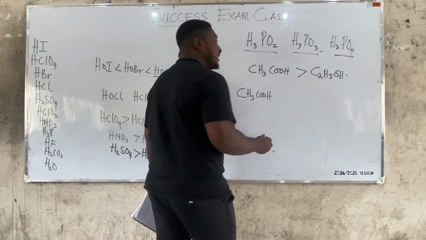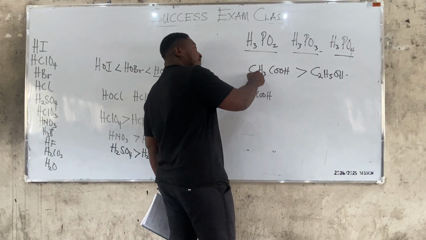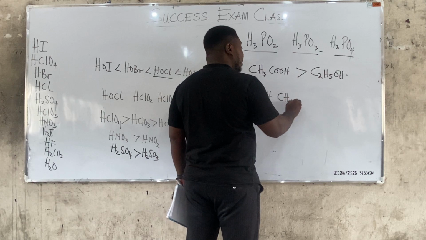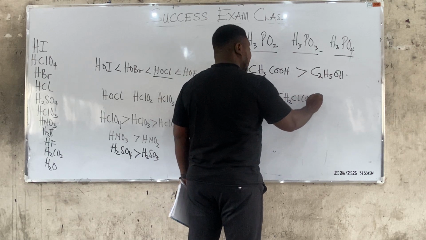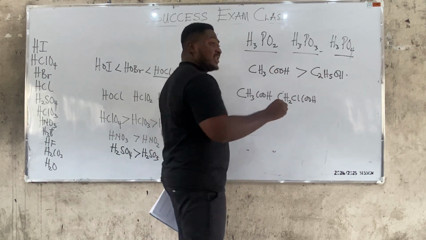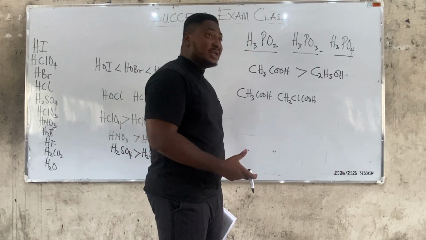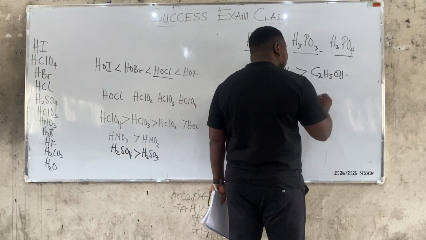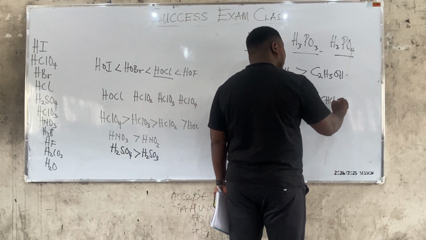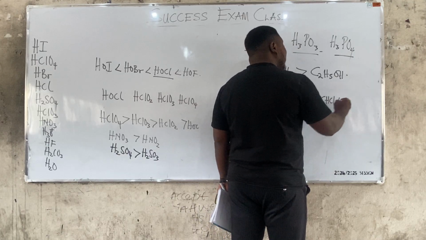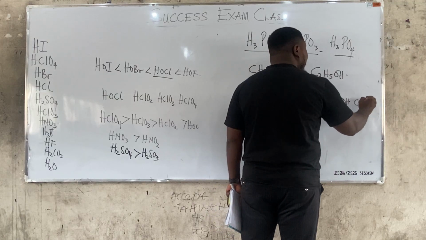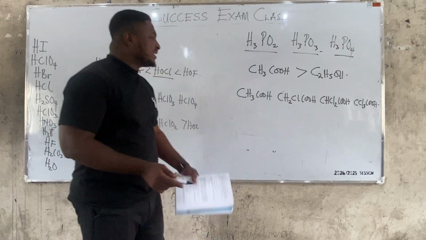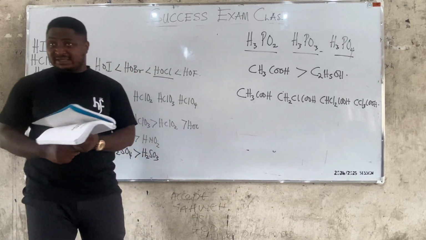But class, if you now look at only carboxylic acid, CH3COOH, it can undergo substitution reaction, in which one of the hydrogens is replaced with chlorine. So instead of CH3, we have CH2ClCOOH. When one hydrogen in CH3COOH has been replaced with chlorine, you're now left with CH2ClCOOH. If another hydrogen is replaced, we're going to have CHCl2COOH. And if all the three hydrogens have been replaced, we're going to have CCl3COOH. You can be asked to arrange all these acids in order of increasing strength.